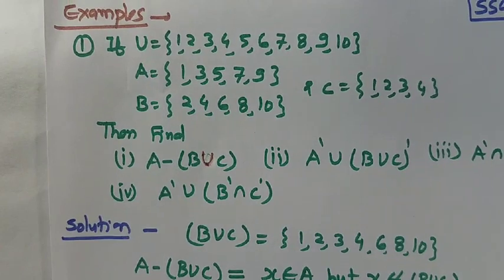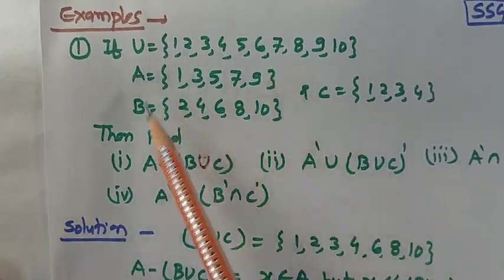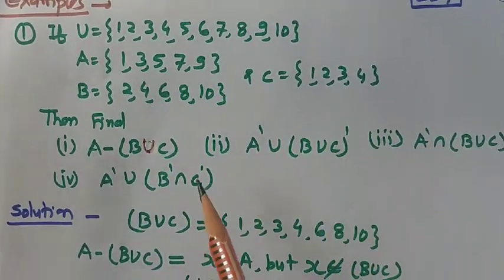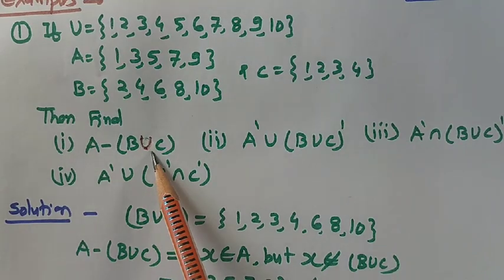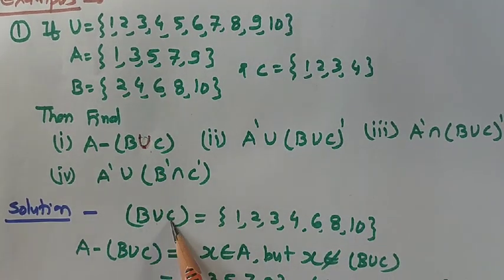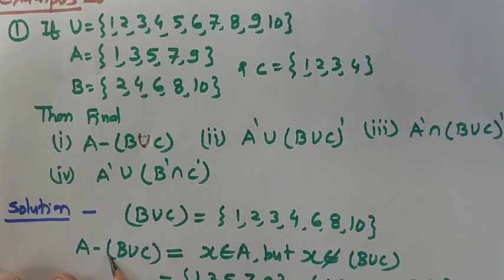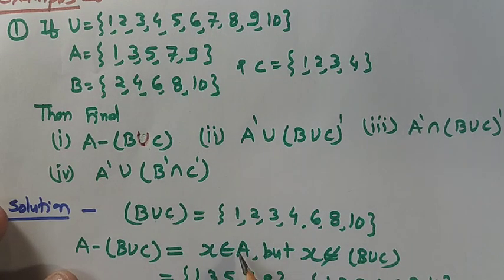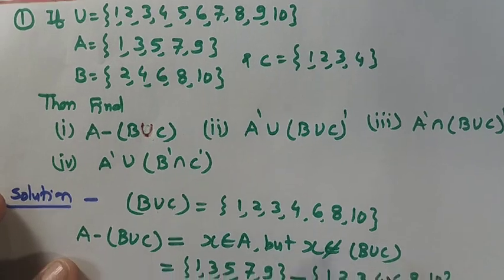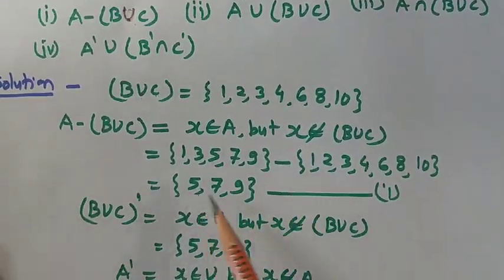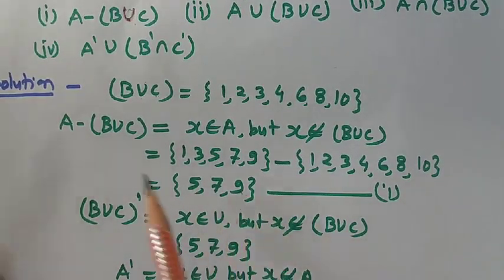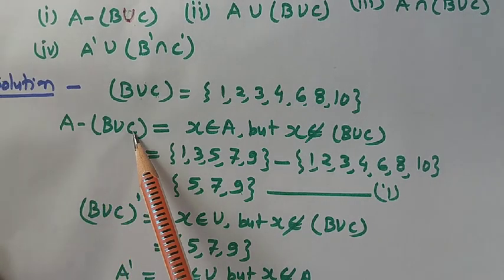One example we are taking here, that is U equals then A, then B, then C we have defined, so we have to find A minus B union C. So firstly we have to find B union C. Then we have to find A minus B union C, which are present in A but not present in B union C. So this one we can find: 5, 7, 9, the value of A minus B union C.